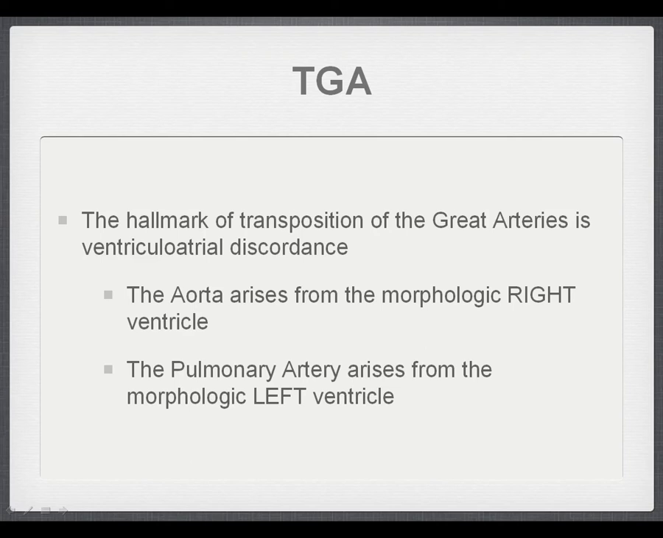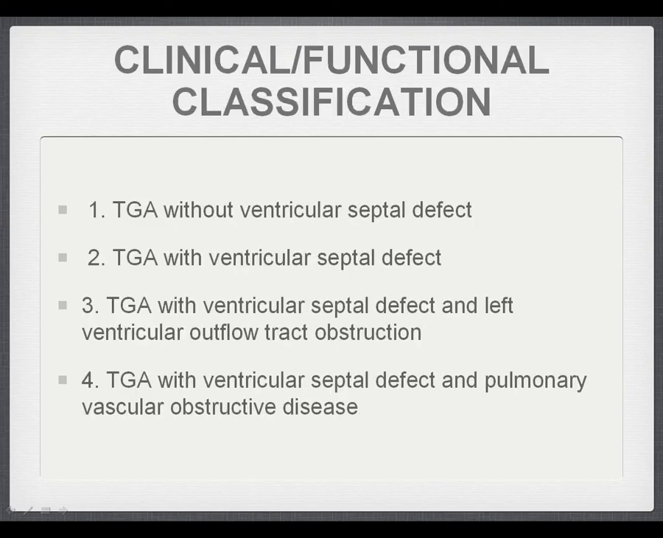And the reason I use the word morphologic is because the side of the ventricle, the anatomic right and left, can be quite variable, and deciding which is the right ventricle chamber and which is the left ventricle chamber can be quite difficult and is one of the more important things to look at. So what are the different classification systems?